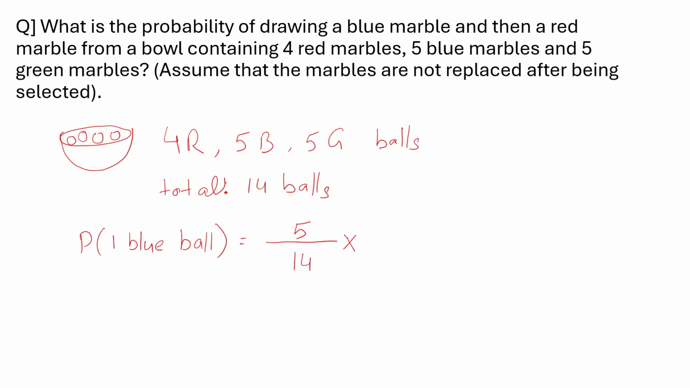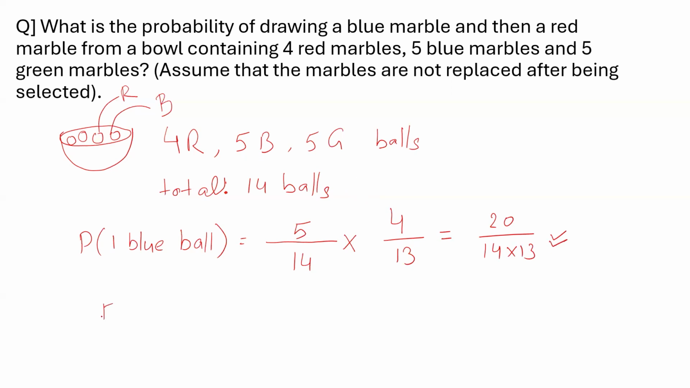Now there are two cases. First, from the bowl, you are picking a blue marble, and after that, you are picking a red marble, right? So once you have picked a blue marble, how many marbles will you be left with? You will be left with only 13 marbles. And out of these 13 marbles, how many red marbles are there? You have 4 red marbles. So your answer would be 5 into 4, 20 upon 14 into 13. This is your probability.